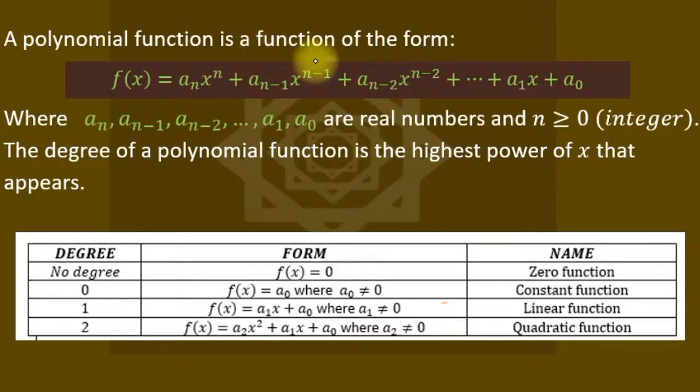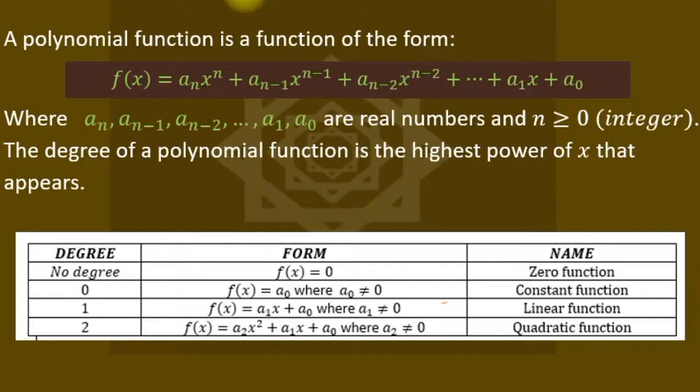So a polynomial function is a function of the form this. That's the one highlighted in green, where a subscript n, n minus 1, n minus 2 down to 0 are real numbers. So the coefficients must be real numbers, not complex numbers. And the highest power, which is n, must be a positive integer, from 0 up. So the degree of any polynomial function is the highest power of x that appears. So the highest power is the degree.